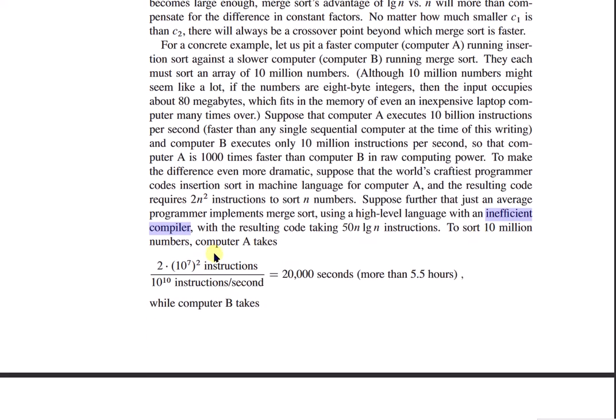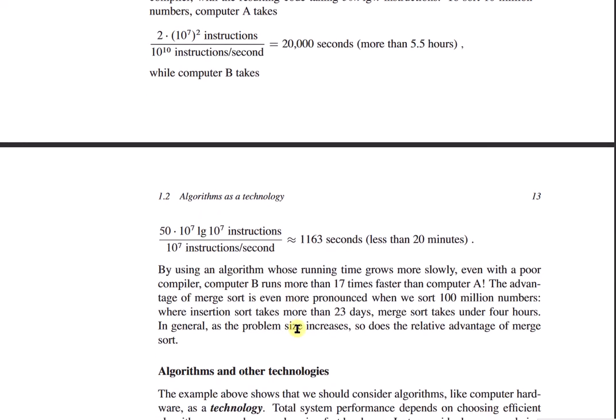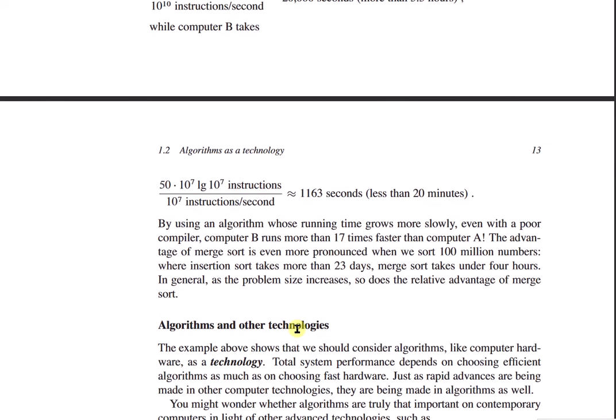To sort 10 million numbers, computer A takes 2 × (10 million)² instructions. 10 million is the n, and we need to substitute it in the n. 10 power 10 instructions per second is the speed of computer A, and 2 is the C1 constant. So this takes about 20,000 seconds, while computer B takes 50 n log n, the C2 constant, divided by the speed of the CPU. By using an algorithm whose running time grows more slowly, even with a poor compiler, computer B runs more than 17 times faster than computer A.